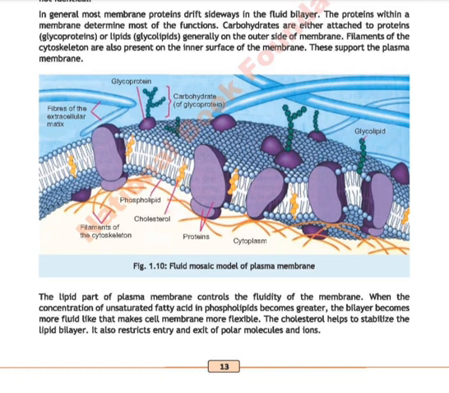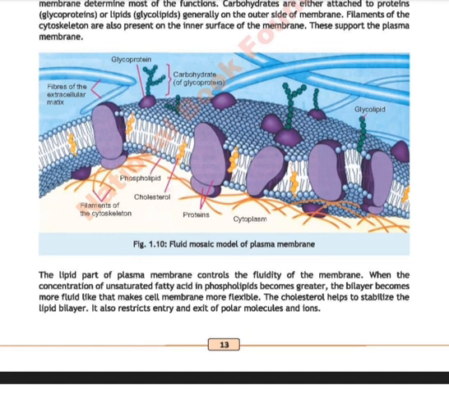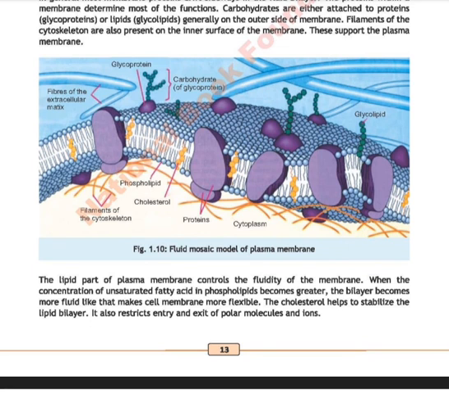In general, most membrane proteins drift sideways in the fluid bilayer. The proteins within a membrane determine most of the function. Carbohydrates are either attached to proteins or lipids, generally on the outer side of the membrane. Filaments of the cytoskeleton are also present on the inner surface of the membrane. These support the plasma membrane.